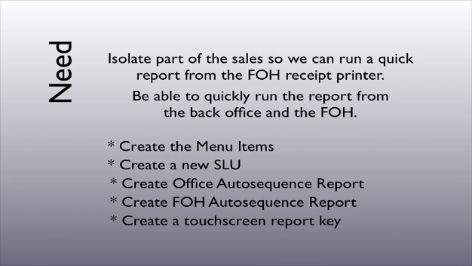So very simple stuff. Then we're going to create a report that's specific for the items. And then we're also going to want to create a report that can be run from the actual terminal, so a touchscreen report that will print up on the 40-column printer. So we're going to be doing two different reports. First, the back office report, which is an auto sequence. And then we're going to be doing a 40-column report that's called by a key and prints on the printer in the front of the house. All right, great. With that said, we will dive right in.